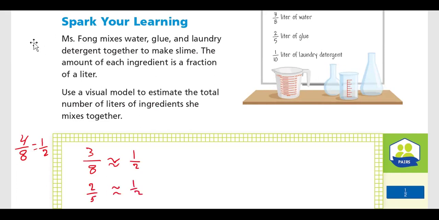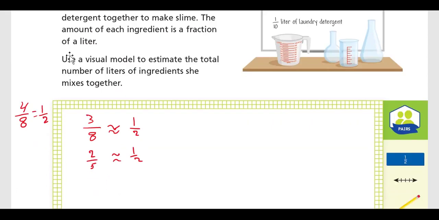And 1 over 10 is close to 0. Why close to 0? Because as we know, 5 over 10 is half. So it's very close. 1 is less than 5, so it's close to 0, not 1, not half, and also not a quarter.